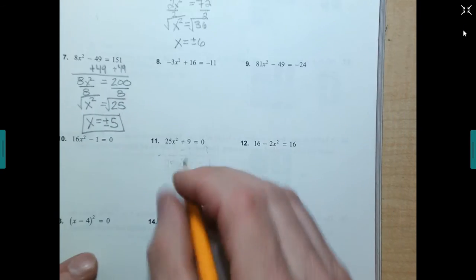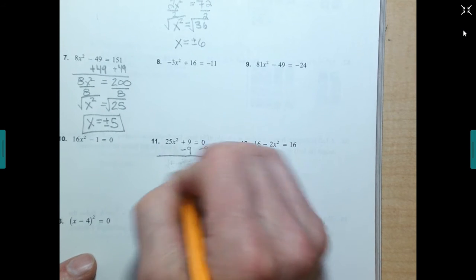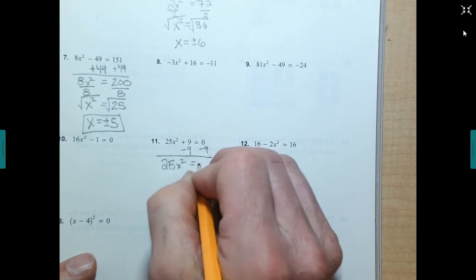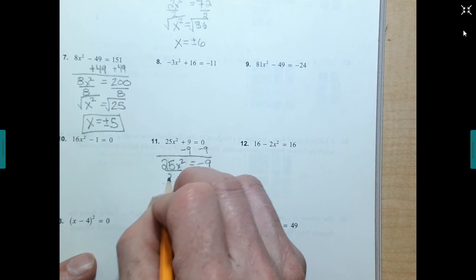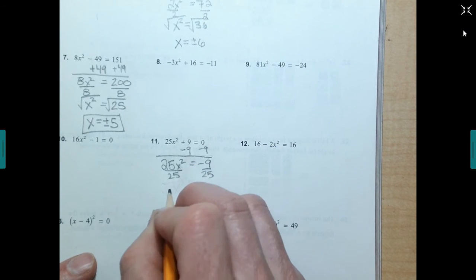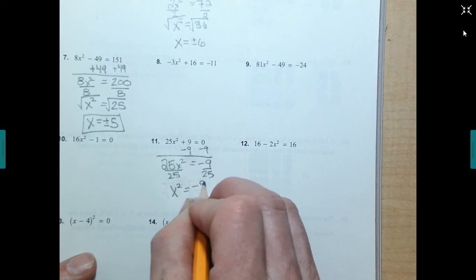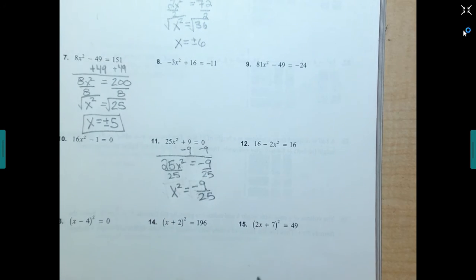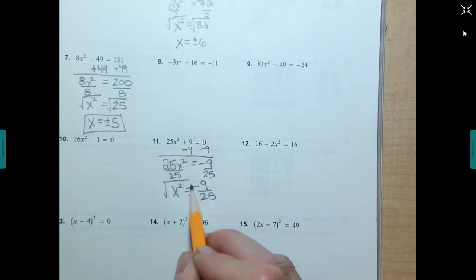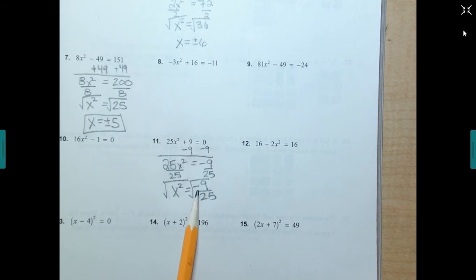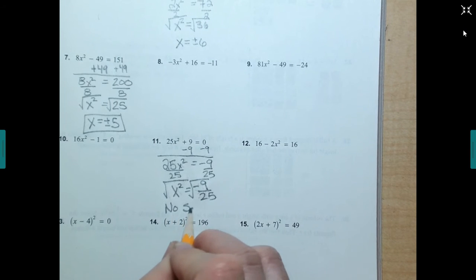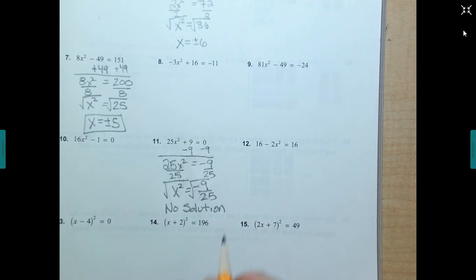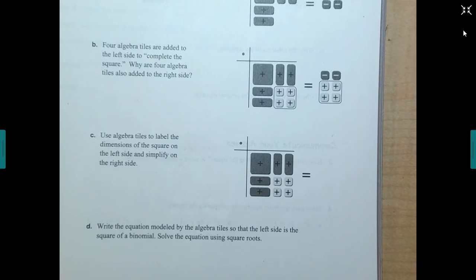Okay. Subtract 9 from both sides. 25x squared equals negative 9. Divide by 25 on both sides. I have x squared equals negative 9 over 25. X squared, so I square root both sides. Oh, ding, ding, ding. I cannot have the square root of a negative number. It doesn't exist. There is no such thing. No solution. Okay. Oh, great. Got some more. Oh, fun.